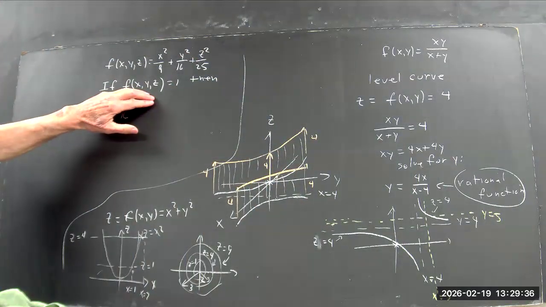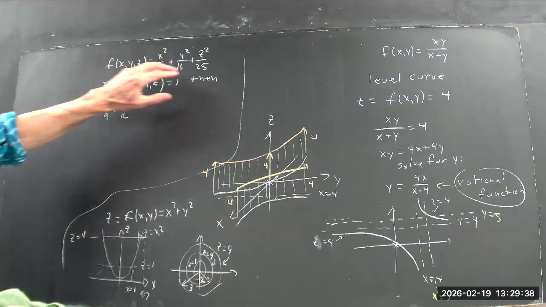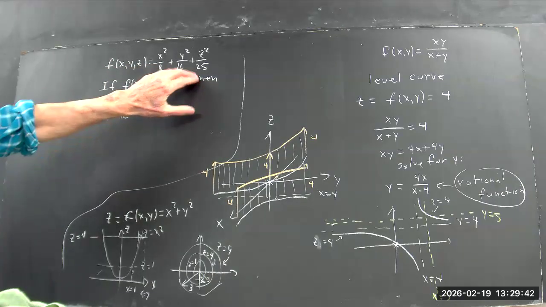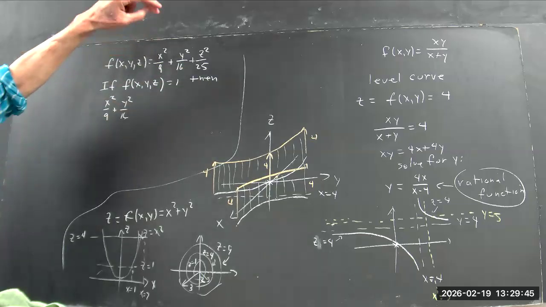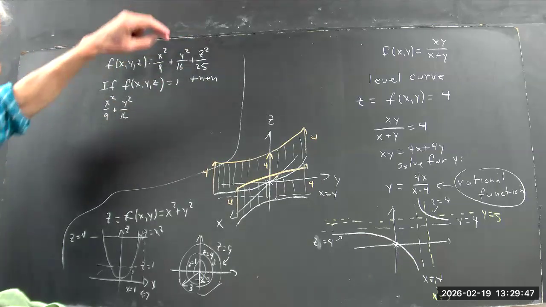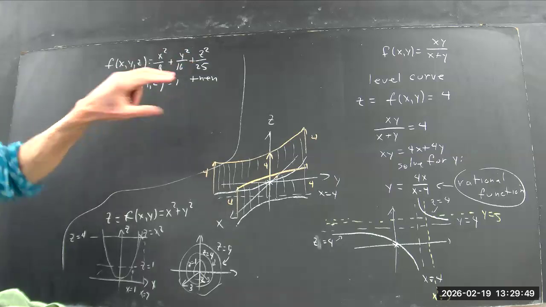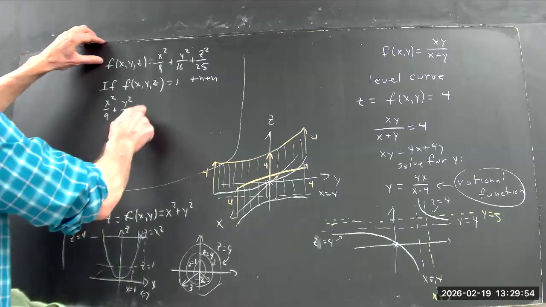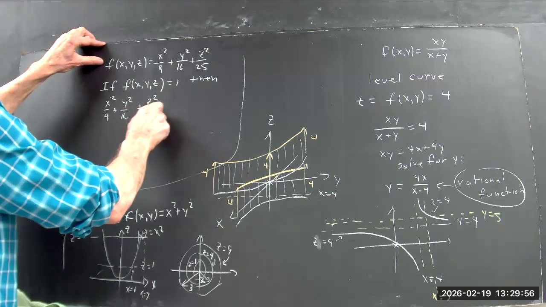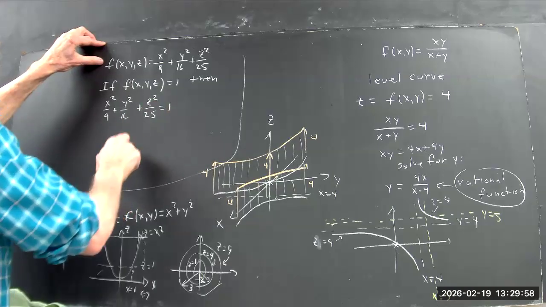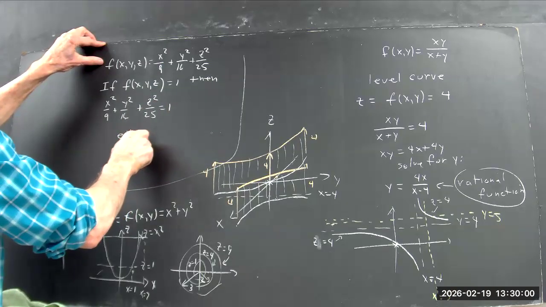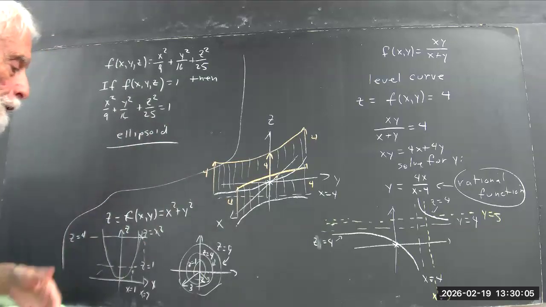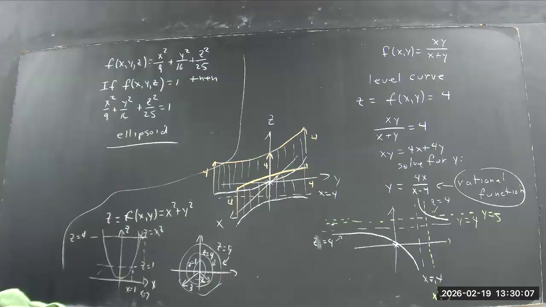But if f of x, y, z equals 1, and f of x, y, z equals x squared over 9 plus y squared over 16 plus z squared over 25, then x squared over 9 plus y squared over 16 plus z squared over 25 equals 1, right? Just substituting equals for equals. So that's an ellipsoid, which is pretty easy to visualize.